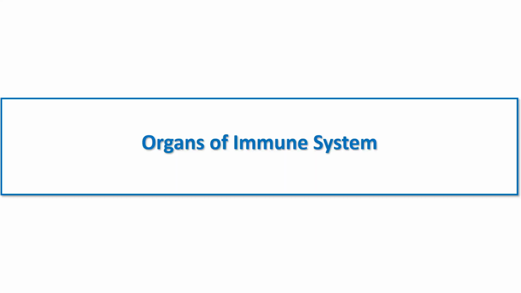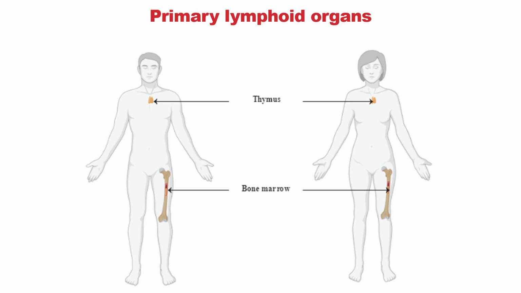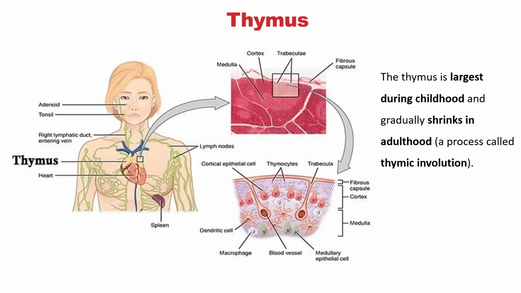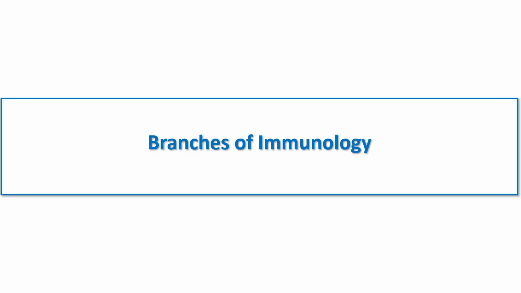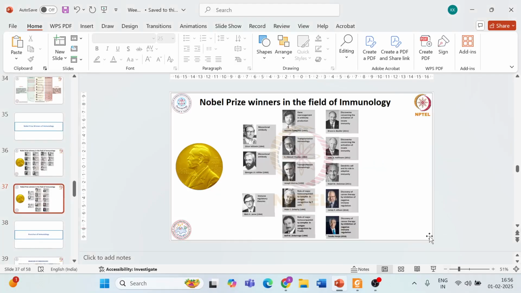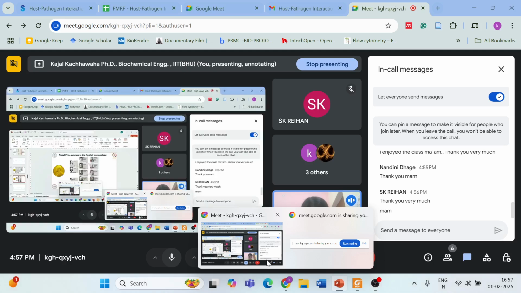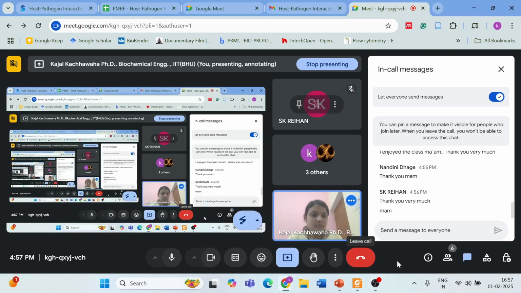So, branches of immunology, then I had this organs of immune system for the upcoming class. This we can take in the next class. So, for now, this was from my side. So, you can have any discussion if you want, or any suggestion for next class, what you want me to take.